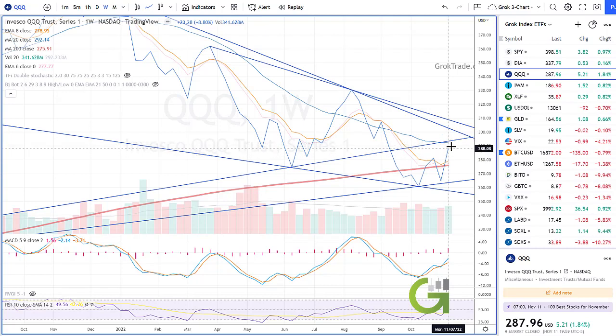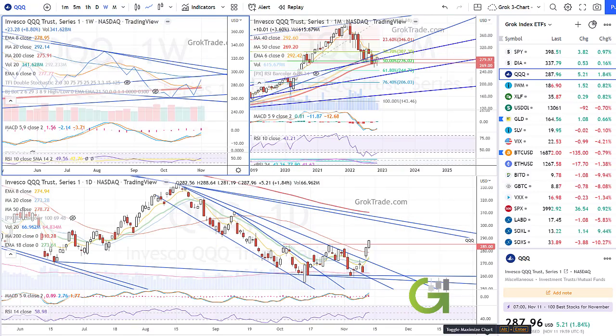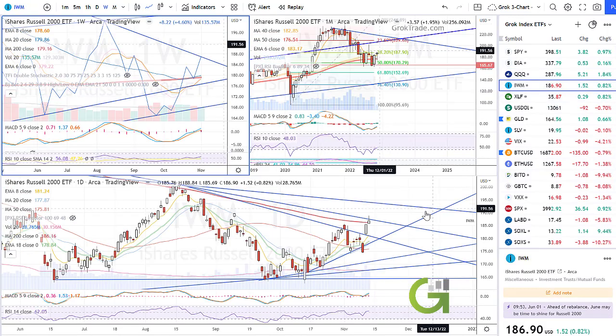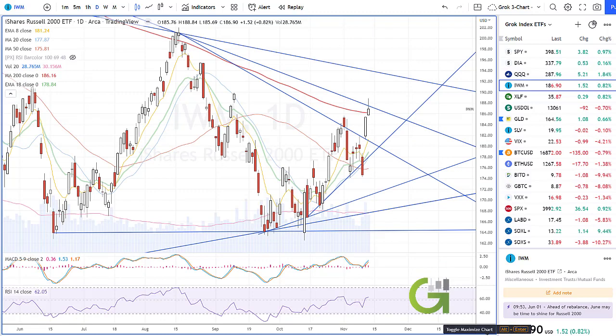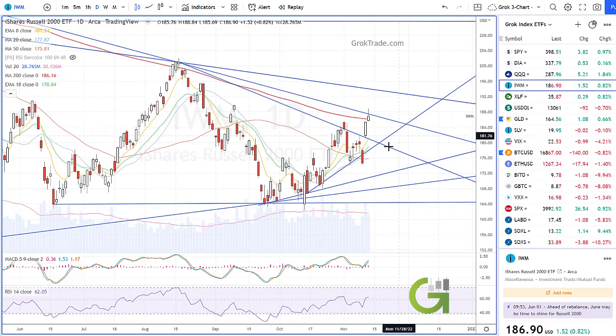You guys see that? Major resistance before we get there. And that's something that concerns me. The other thing that concerns me, I'm going to go here to the Russell's 2000. This is the Russell's 2000 ETF, and IWM is the ticker symbol on this.